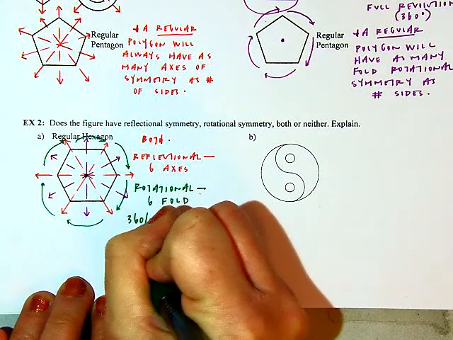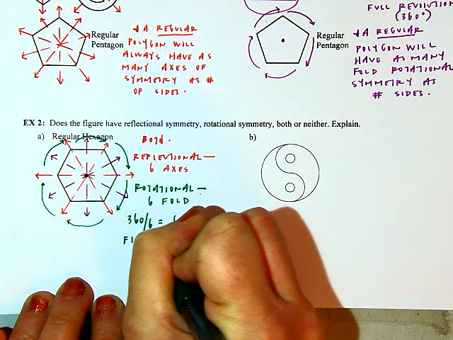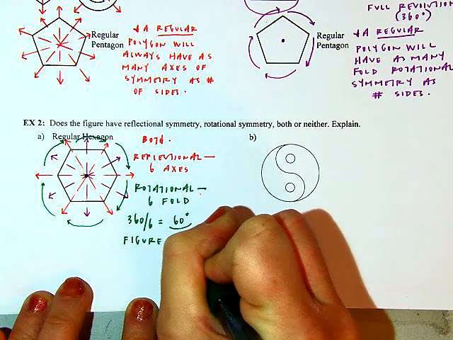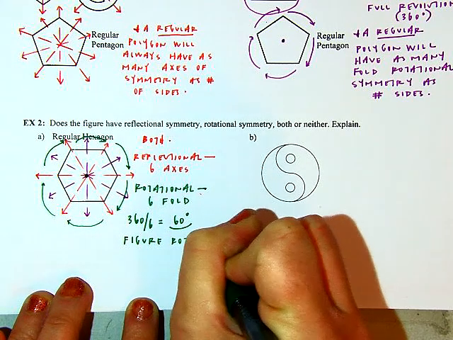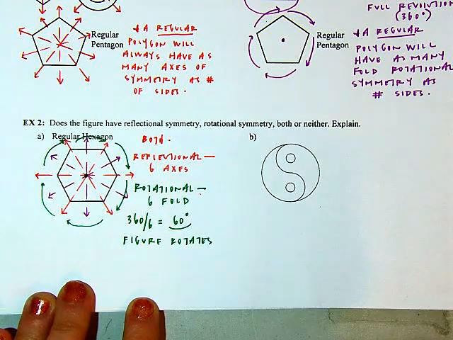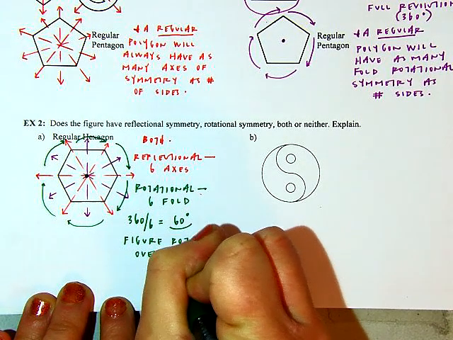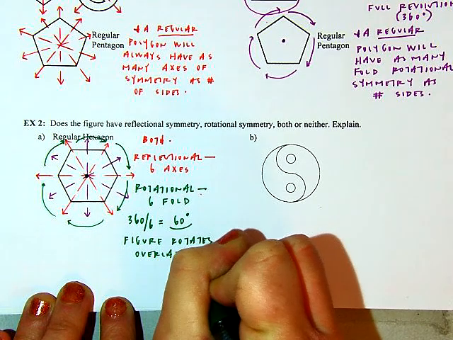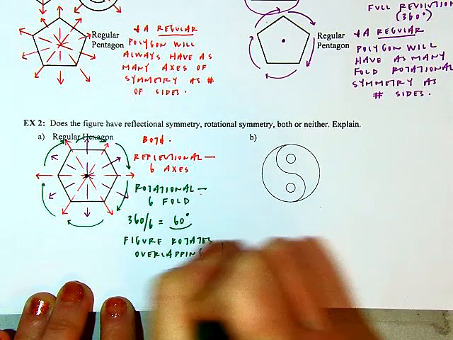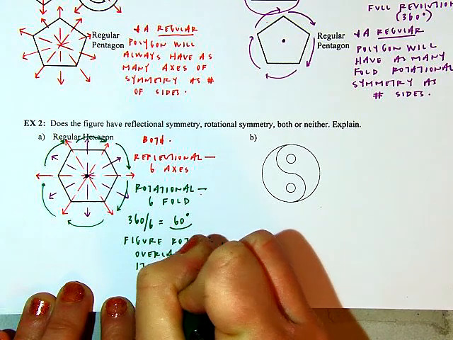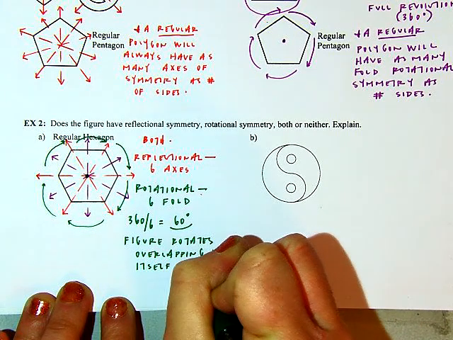So I'm going to write this as: the figure rotates, or maps, overlapping with itself, every 60 degrees.